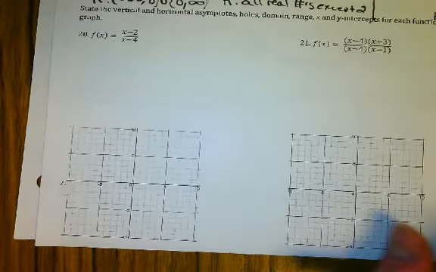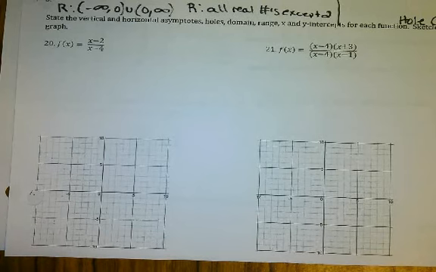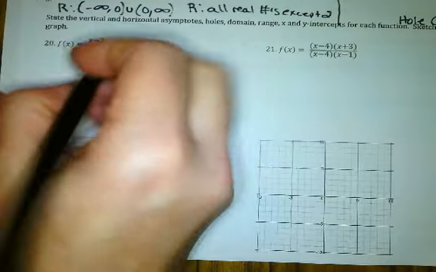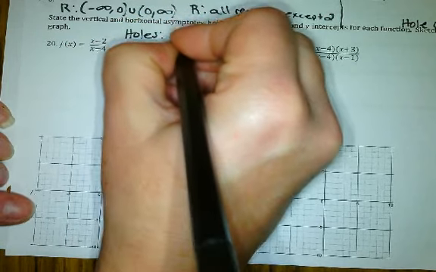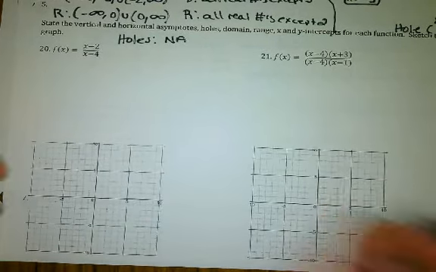All right, on this one here, let's take a look at this one. So on this one here, it says state the vertical and horizontal asymptotes. There's holes, domains, range, x and y intercepts. So of this one, there aren't any holes. And the reason I could tell there aren't any holes is because there's not two factors that are the same.